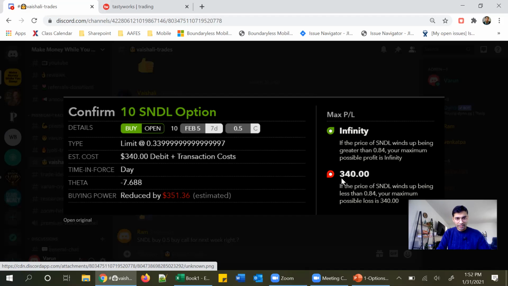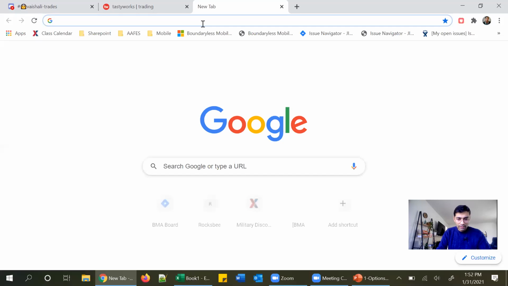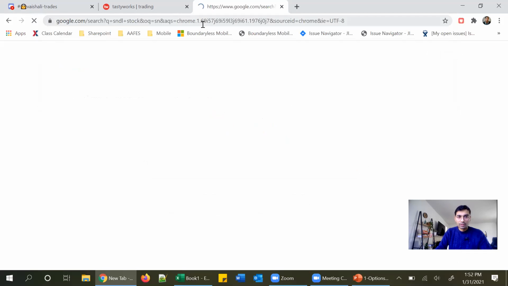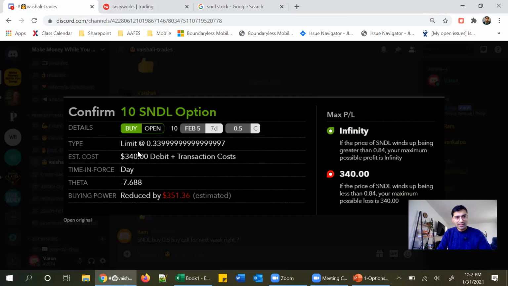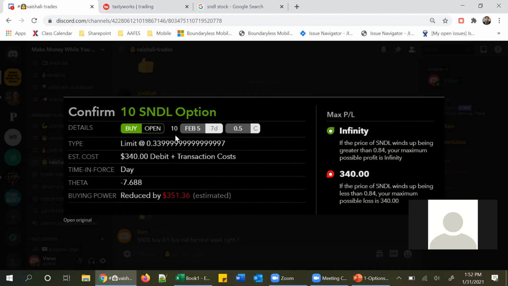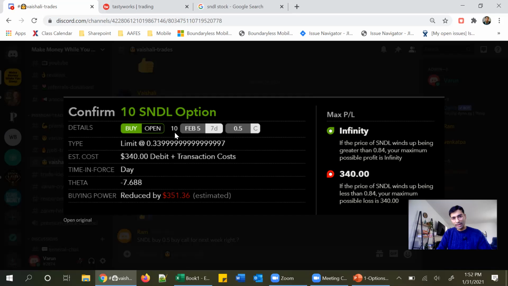What Vaishali did, she bought a call of Sundial at the 0.5 strike for Feb 5th. Make sense? Let's see what the price of SNDL is right now. What Vaishali is expecting is that this stock is going to be higher than 0.5 by Feb 5th, and it is going to go up. So she is very bullish about this particular stock.